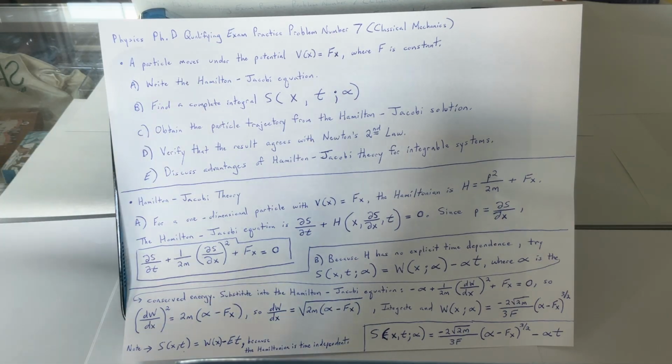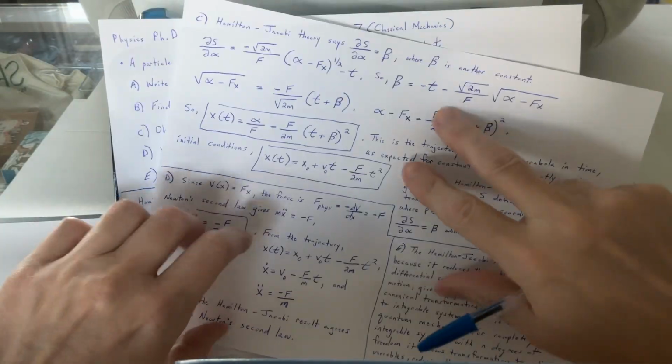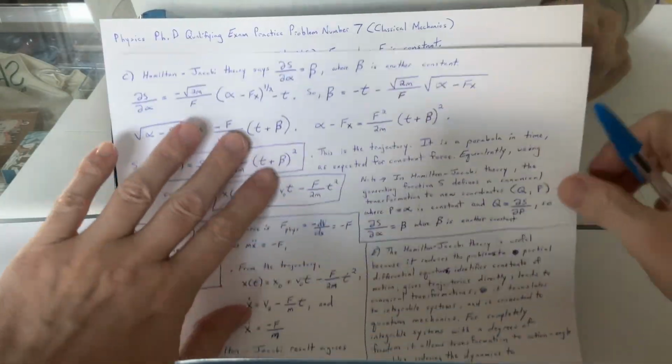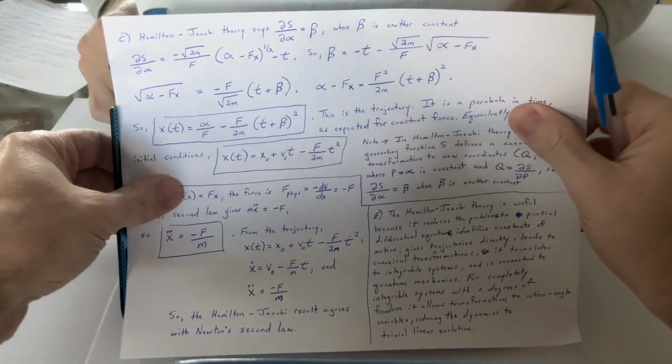Moving along now to part C. For part C, obtain the particle trajectory from the Hamilton-Jacobi solution. Okay, so for part C here. Let me just take this down. Sorry about that.